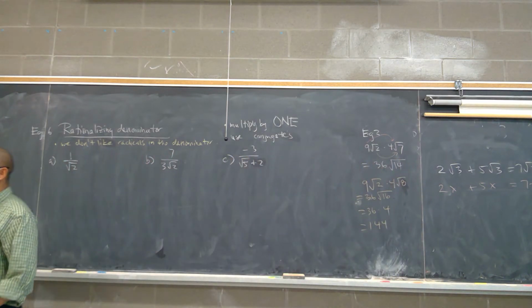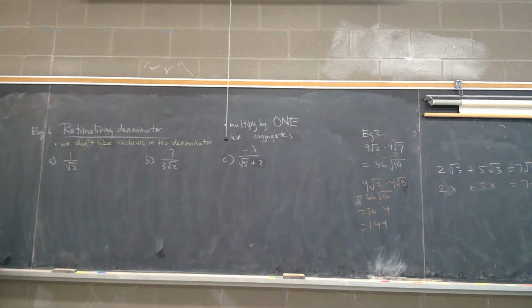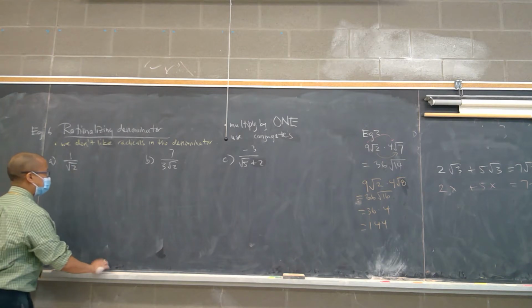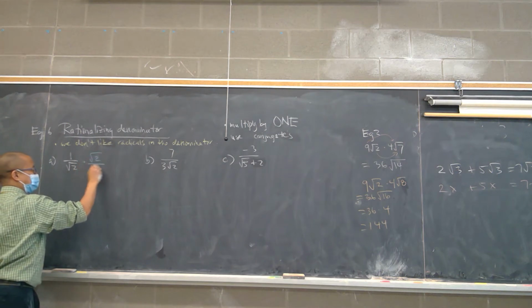Question A. This is 1 over root 2. So notice, really easy. A lot of you will see the pattern. This is root 2. So I want to get rid of the root 2. Notice, we don't like radicals in the denominator. It doesn't say anything about numerators. We can have radicals in numerators. So watch what I'm going to do.